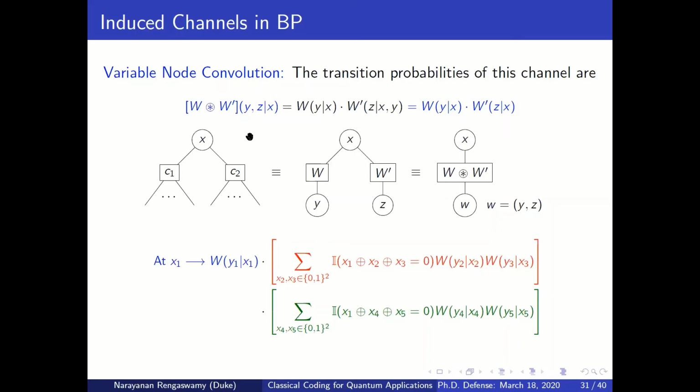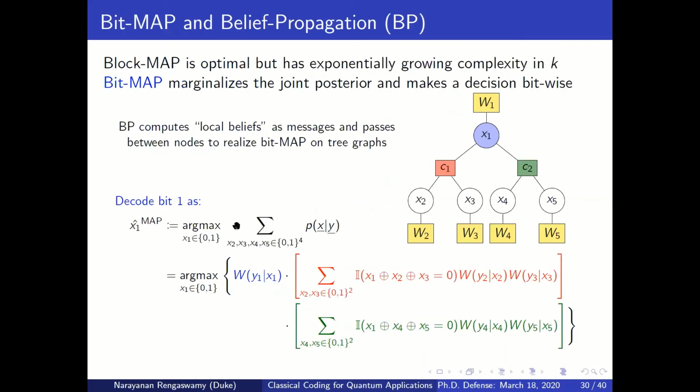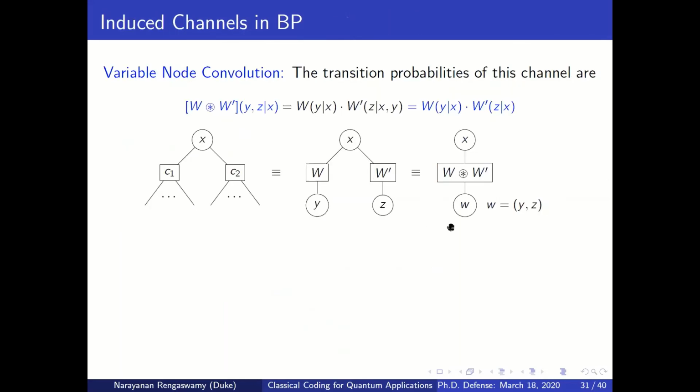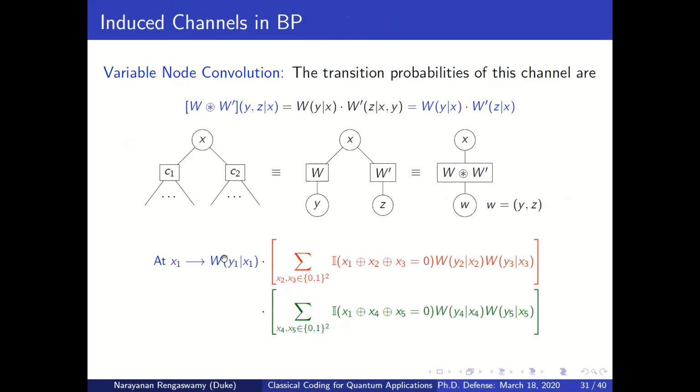So first of all, we saw that BP is globally optimal. In the previous slide, we showed that if your graph is a tree, it does bitwise MAP on the tree, and so it's globally optimal. But here we also showed that by this induced channel, it's locally optimal. So you can verify that.